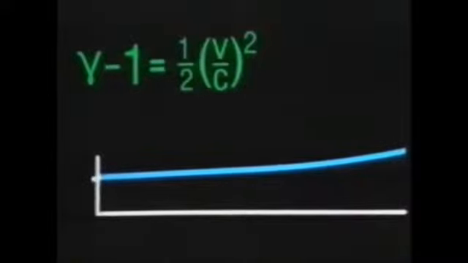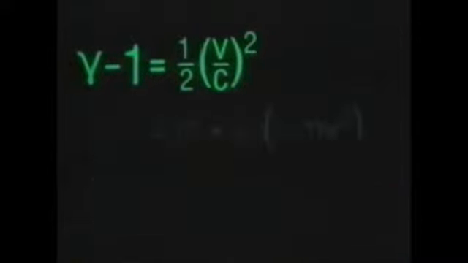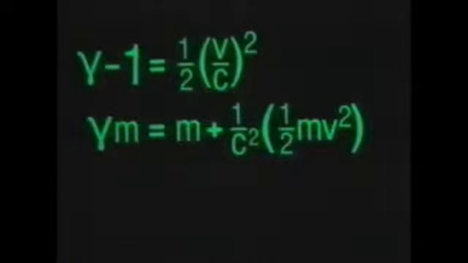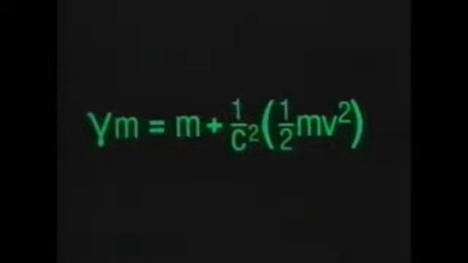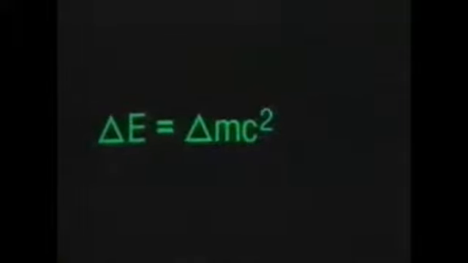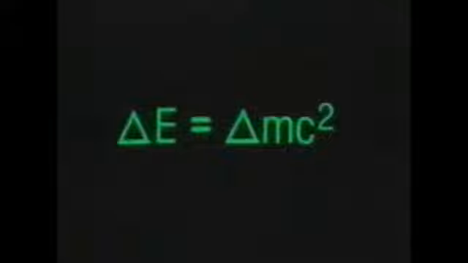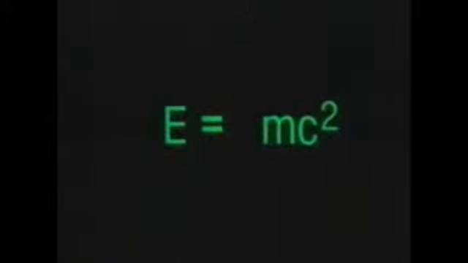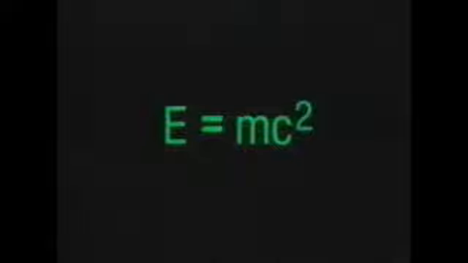So the mass at low speeds is given approximately by this. The combination of a half m v squared is the Newtonian expression for the kinetic energy, the energy of motion. And we see that an increase in energy of a half m v squared produces an increase in mass equal to 1 over c squared times that increase in energy. Or delta E is delta m c squared. Here is the relation usually presented as E equals m c squared that has become the hallmark of Einstein's theory of relativity.